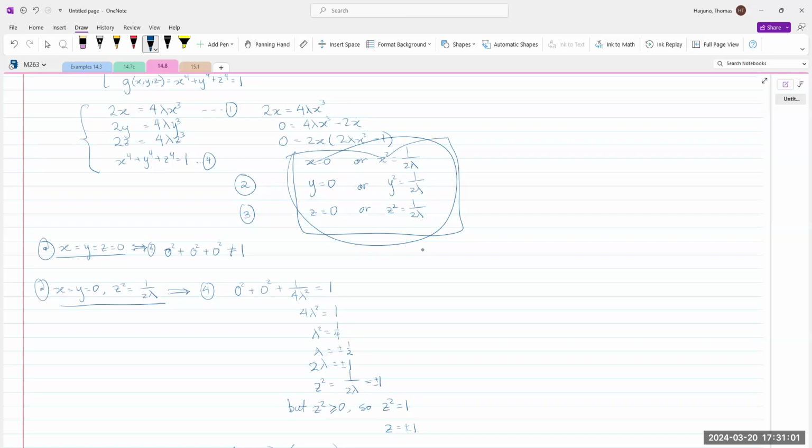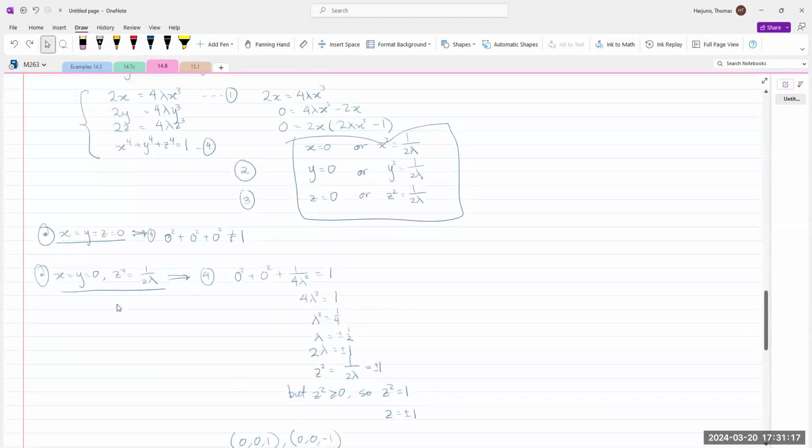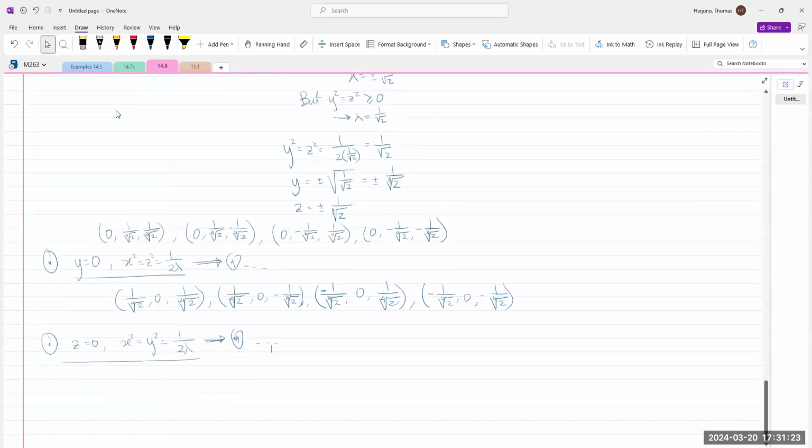But when you think about the possibilities, it is possible that all three are zero, or two of them are zero, which means one of them is not, or one of them is zero but two of them are not, right? Or the last case you will see later on, what happens if none of them is zero? Anyway, let me continue from here.